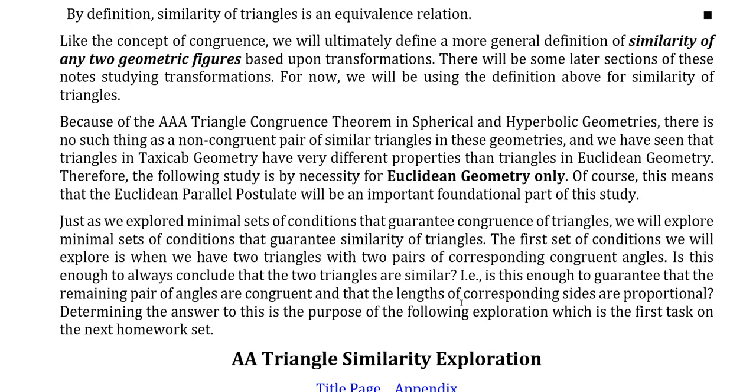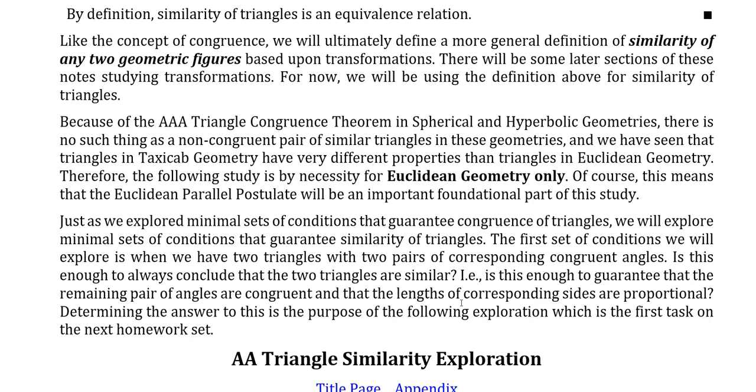And once again, because of the AAA triangle congruence theorem in spherical and hyperbolic geometries, there's no such thing as a non-congruent pair of similar triangles in these geometries, and we've seen that triangles in taxicab geometry have very different properties than triangles in Euclidean geometry. So the following study is by necessity for Euclidean geometry only.